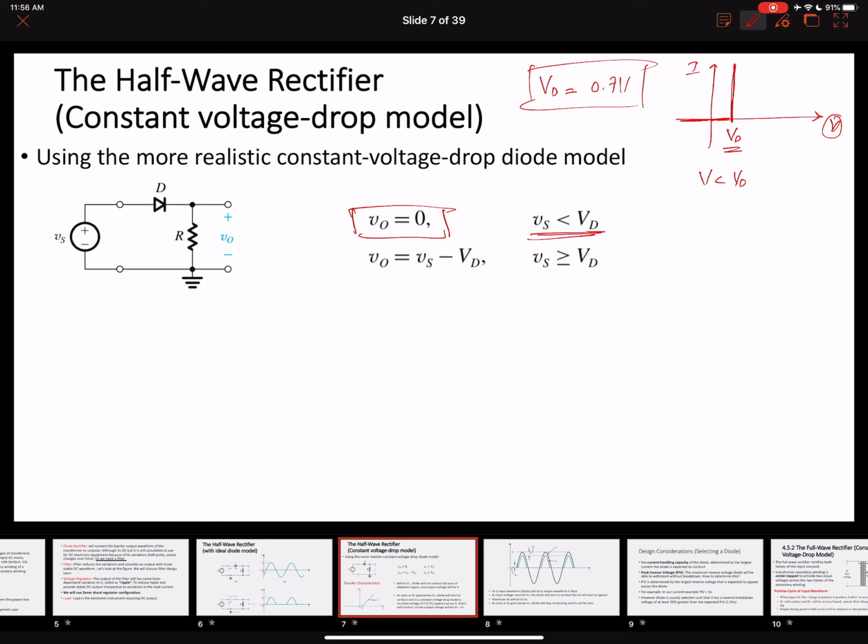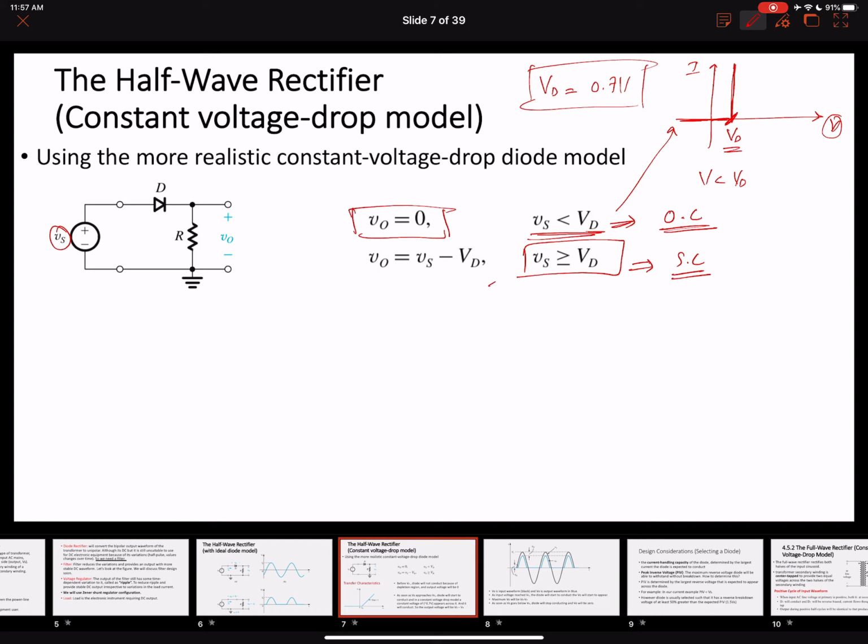So during this entire condition, when the input voltage, which is Vs here, is less than the VD value, our output voltage will be 0. And as soon as this voltage becomes equal to or greater than VD, it is going to behave as a short circuit. So in this case it will be an open circuit, and in this case it will be a short circuit.